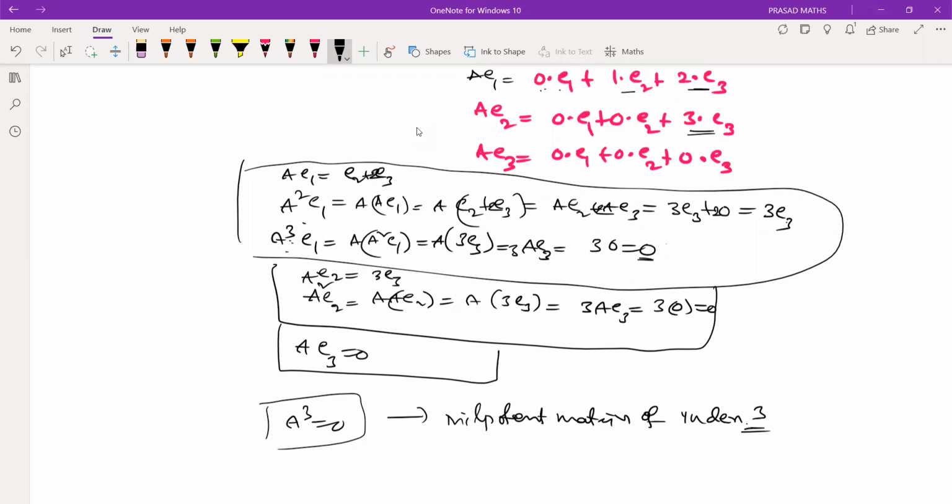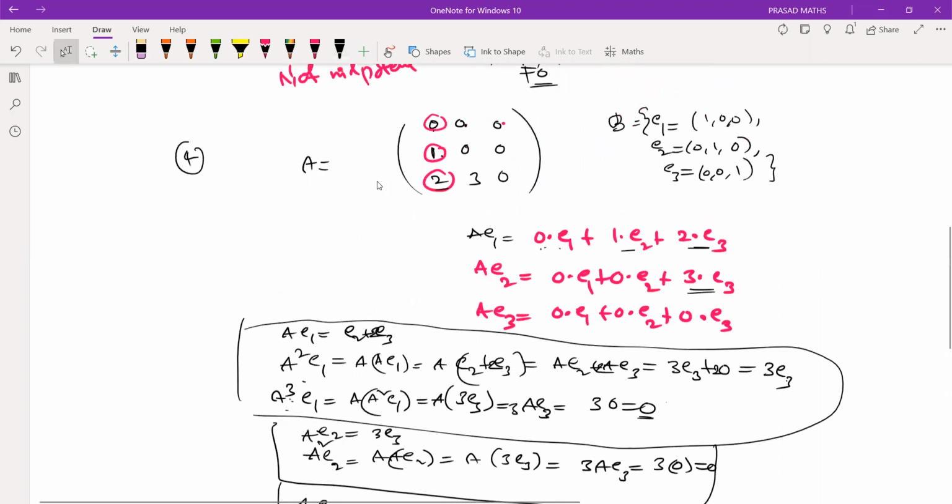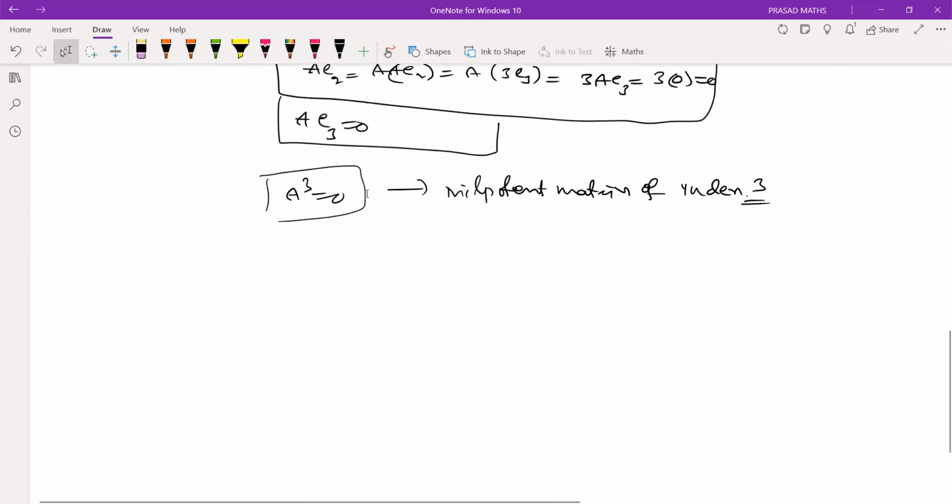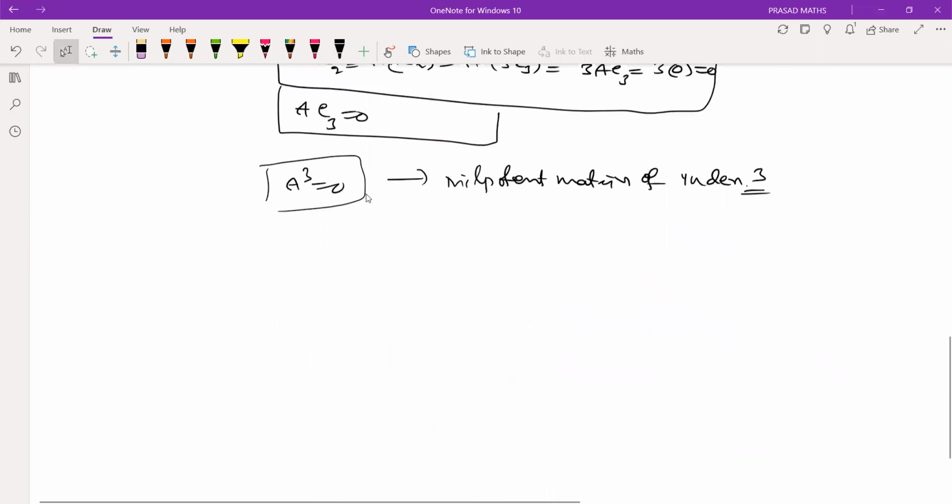Okay, index three. Right? So therefore, or else you can compute directly. Compute A, compute A square, compute A cube. You are going to get A power 3 is 0. But this is a lengthy, laborious work, but this is a very simple technique. Right? Or else you can take another simple example.